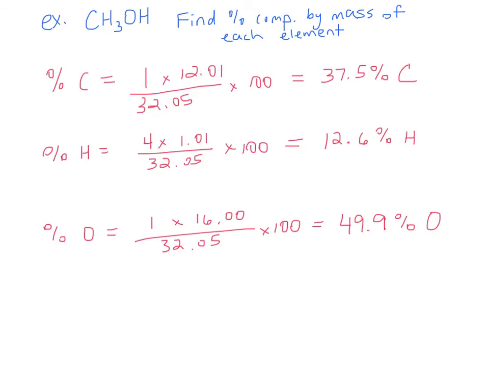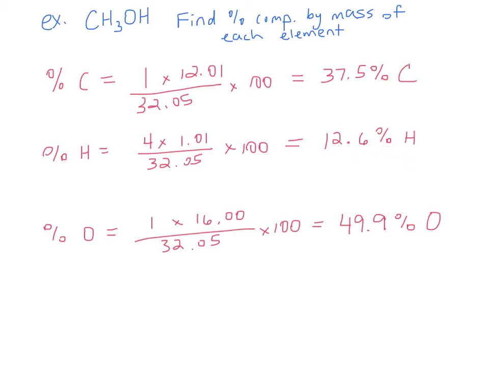Okay class, here is the answer. Your percent carbon, you have 1 carbon, you multiply that by the molar mass, which is 12.01, and then divide it by the molar mass of the whole compound, and then you get 37.5 after you multiply it by 100. 37.5% carbon. Percent hydrogen, there's 4. Notice that. There's 3 H's here, but then there's 1 H there. Okay, big common mistake. So there's 4 hydrogens. Multiply that by the molar mass, 1.01, divided by the molar mass of methanol. Multiply by 100, you get 12.6% hydrogen.